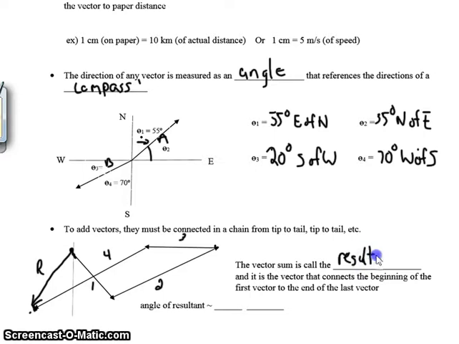Sorry for that mistake. That should be resultant. And that's really just another way of saying vector 1 plus vector 2 plus vector 3 plus vector 4.